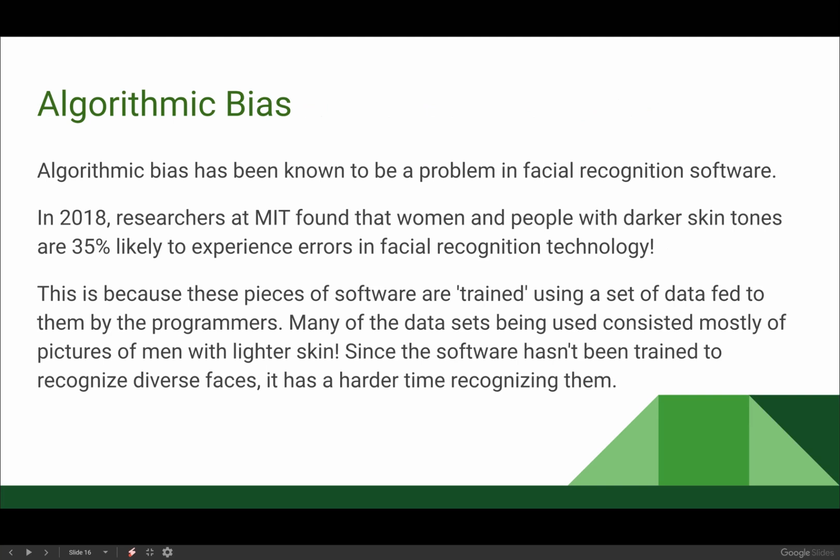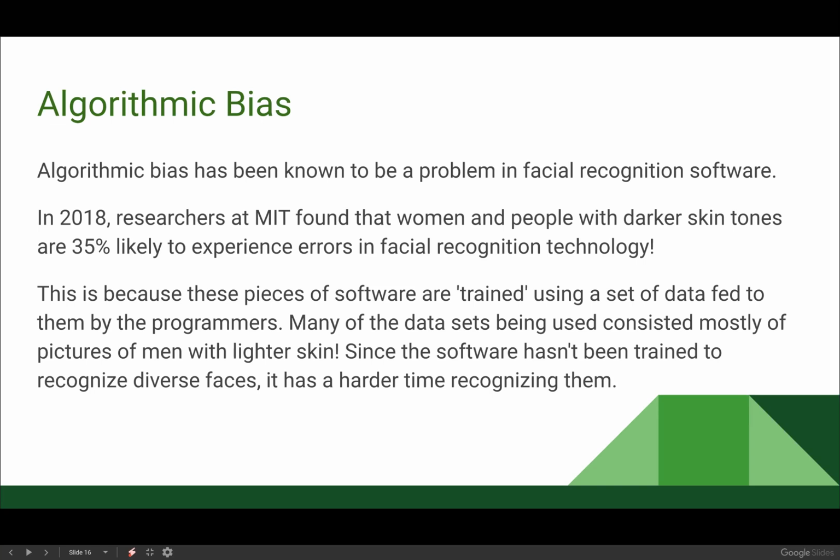First, in facial recognition software. In a 2018 study, some researchers at MIT found that women and people with darker skin tones are 35% more likely to experience errors with facial recognition technology. The reason for this is that the software was trained, it learned how to do facial recognition, using a set of data that was fed to it by the programmers. And a lot of these data sets mainly consisted of images of men with lighter skin.